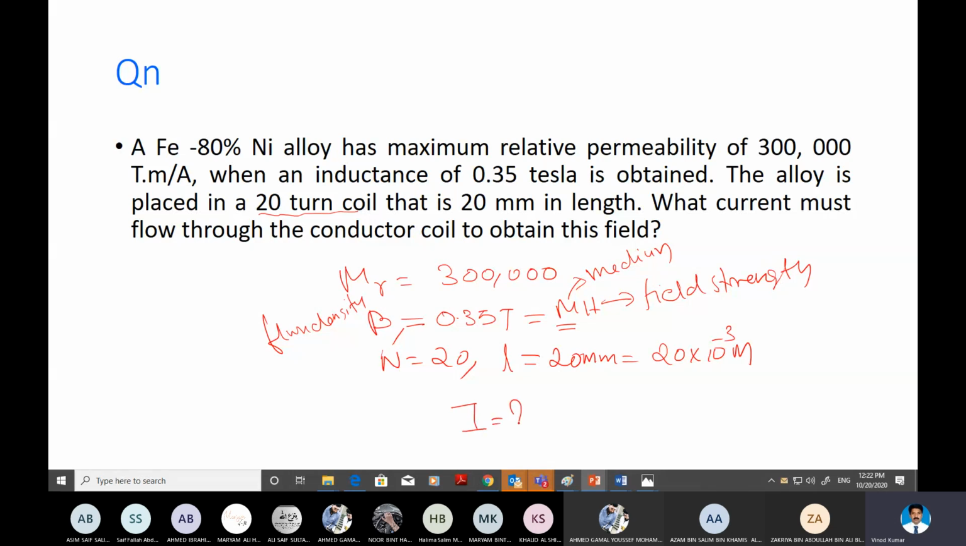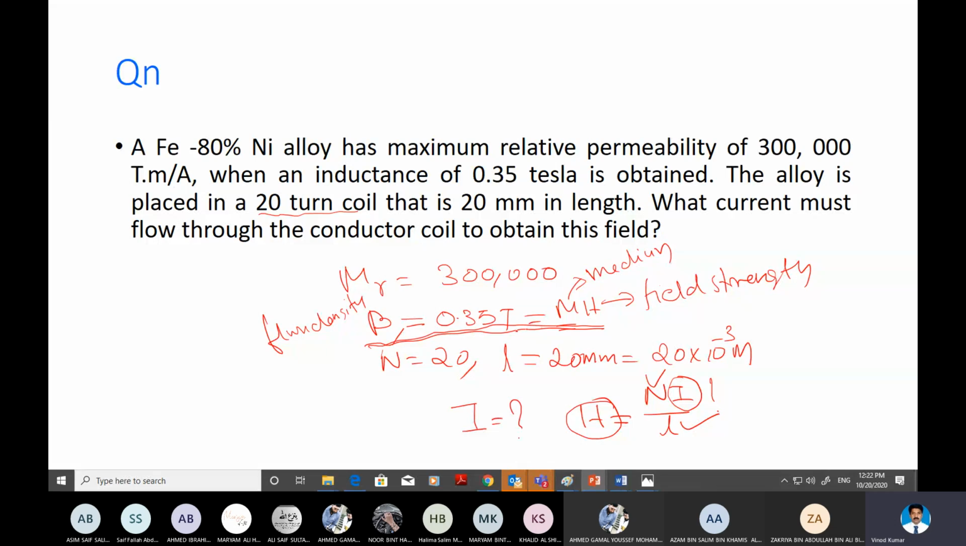Then what current should we feed through the conductor to obtain this field? So we need to find I. If you want to find I, you know the equation for H, the field, is NI over L. You have N, you don't have I, you need to find I. You have L, but H also you don't have. Can you get H from somewhere to substitute here to find I? Yes, from B equal to mu H. Correct. Very good.